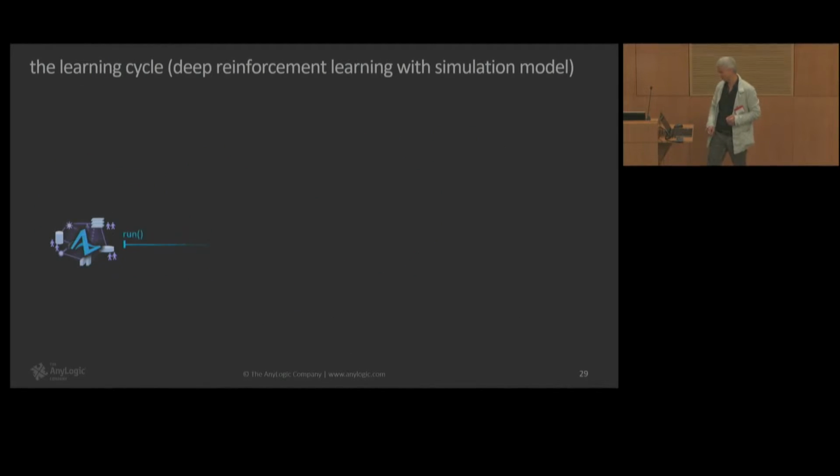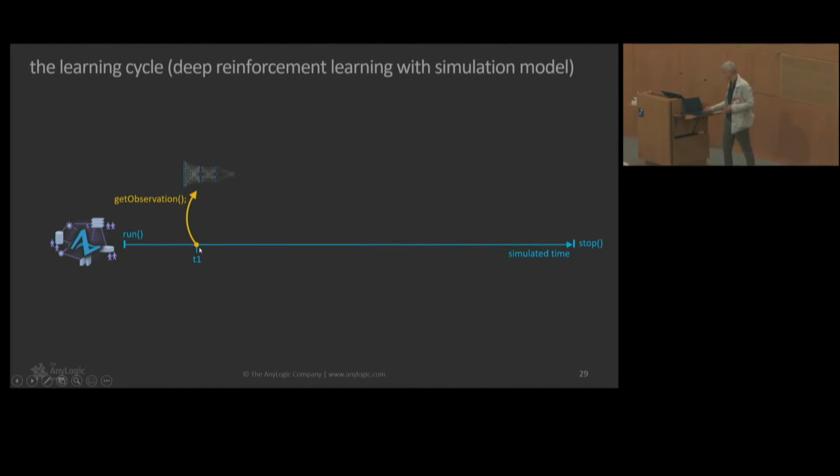Okay. Learning cycle, and this is the main setup of training AI with the help of simulation, is this. So we have this simulated time. At some point in time, you take observation, provide it to the neural network, receive action, change something in the model, proceed further. Depending on whether that was good or not, we provide feedback. The neural network learns and changes itself, then takes next action and next action, etc.